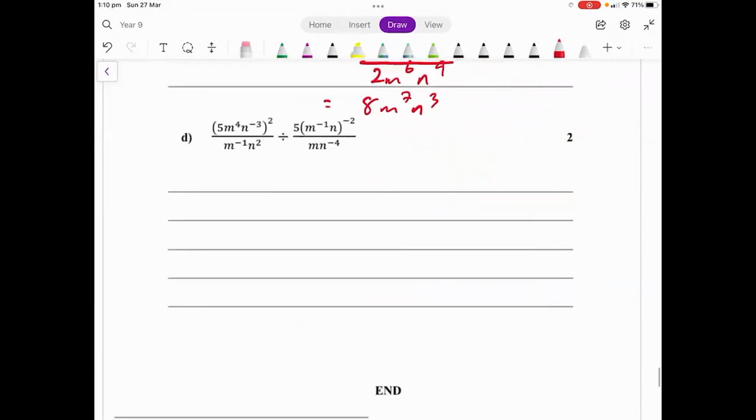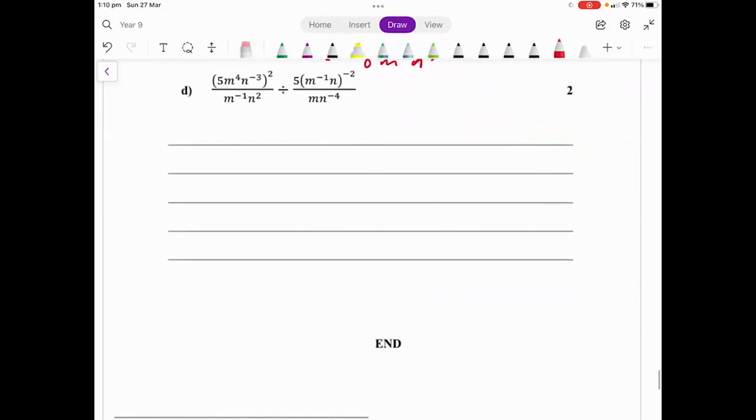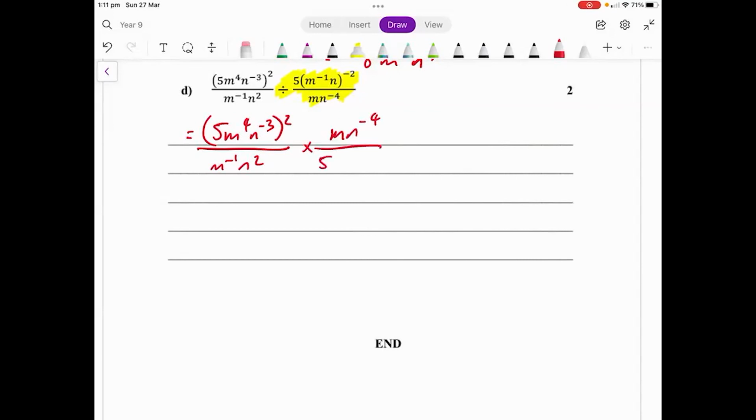For the last question, we start by using KCF once again. So I keep the first fraction exactly the same. I change the division to multiplication, and I flip the second fraction upside down. Then I expand my brackets. 5 squared is 25. I multiply the powers. That gets me m to the power of 8, n to the power of negative 6. I leave everything else on the numerator the same.